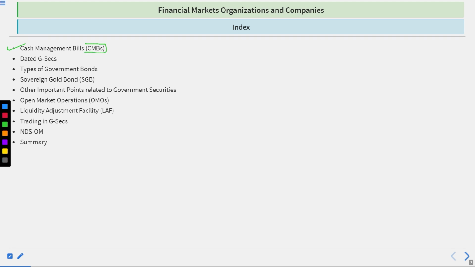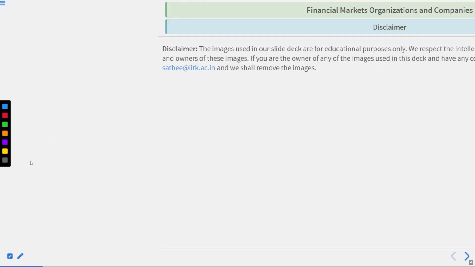Cash management bills also known as CMBs, dated G-Secs, types of government bonds, sovereign gold bond SGB, other important points related to the government securities, open market operations also known as OMOs, liquidity adjustment facility also known as LAF, trading in G-Sec, NDS-OM, and at last we will see the summary of all the topics that we will discuss. So this is going to be a very important session. Kindly pay attention over here.